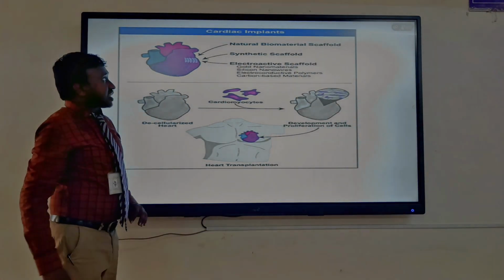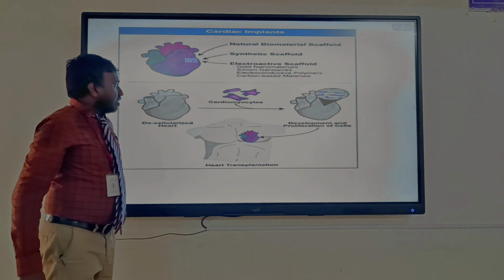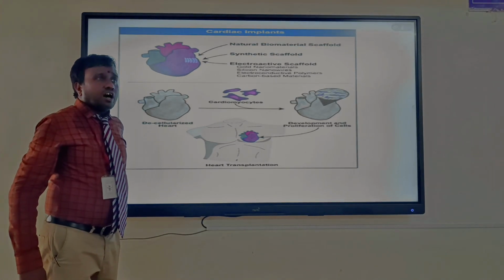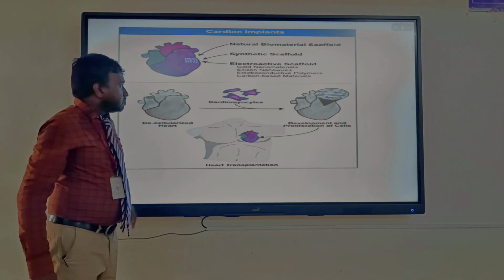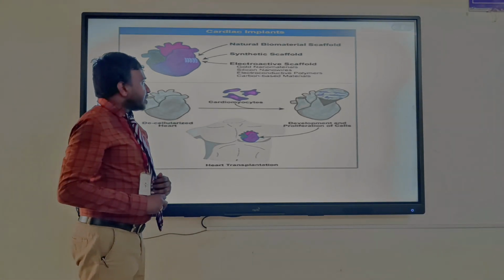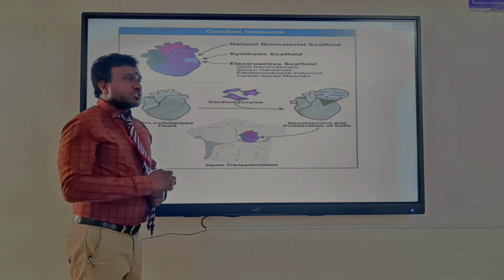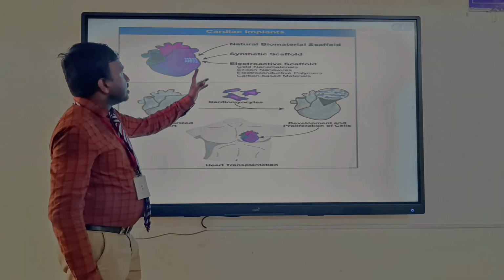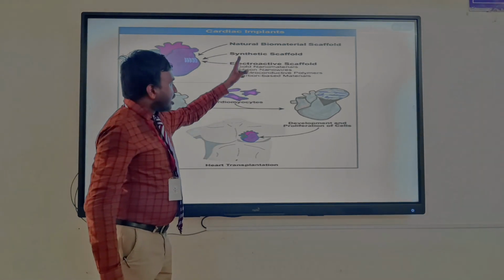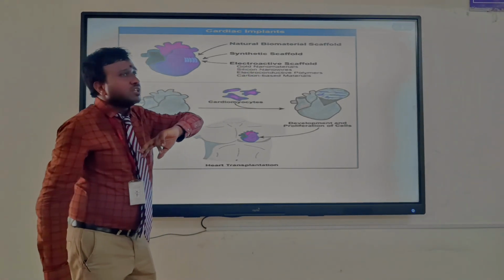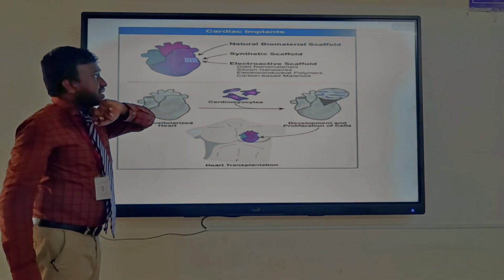The second one is cardiac implants. As you know, nowadays many deaths are taking place due to cardiac arrest or cardiac diseases. How can we minimize this? For this, pacemakers are being used nowadays. The scaffolds for pacemakers are made of natural biomaterials, and biomaterial-reinforced composites are also used for scaffold preparation for cardiovascular diseases.